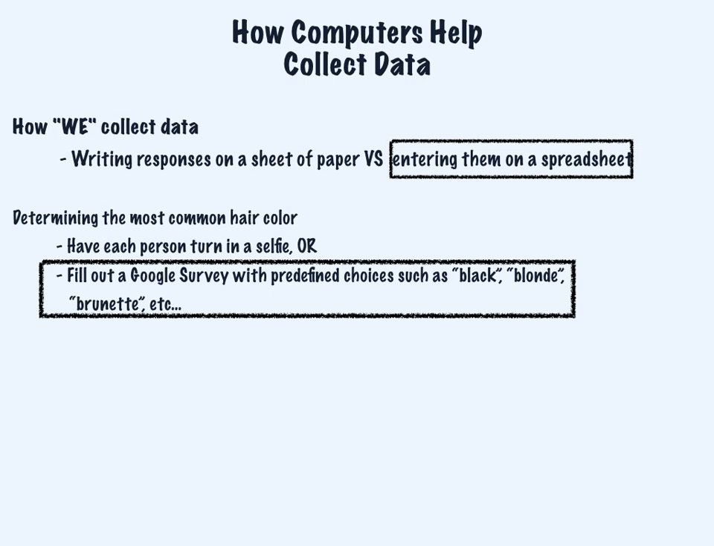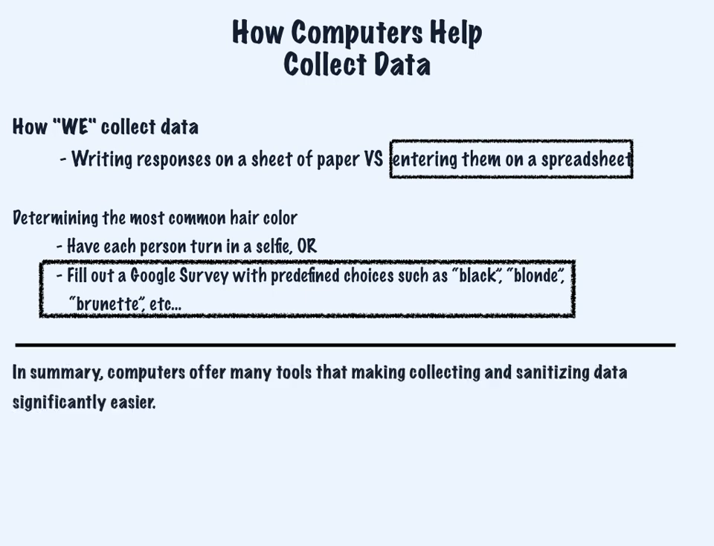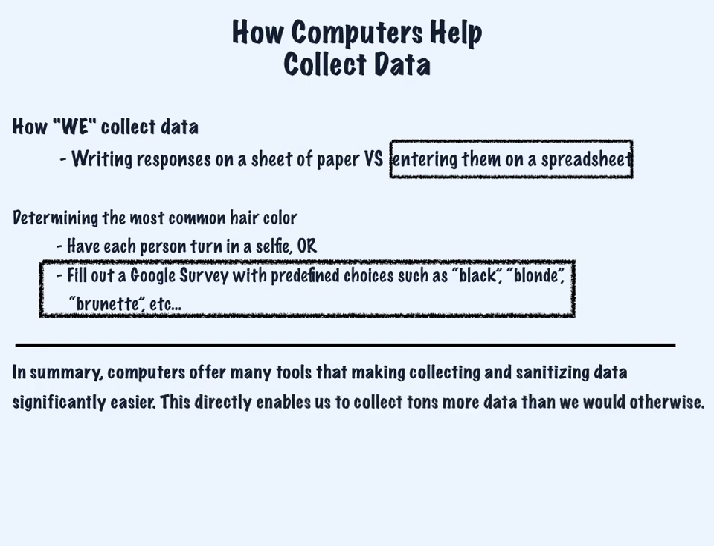One, because obviously computers can process the information much faster than we can, but also by having predefined choices, it also makes the sanitization process easier because you don't have to worry about users entering random crazy values for their responses. So, in summary, computers offer many tools that make collecting and sanitizing data significantly easier. This directly enables us to collect tons more data than we otherwise would be able to.